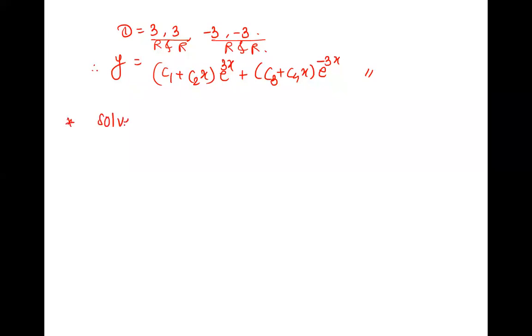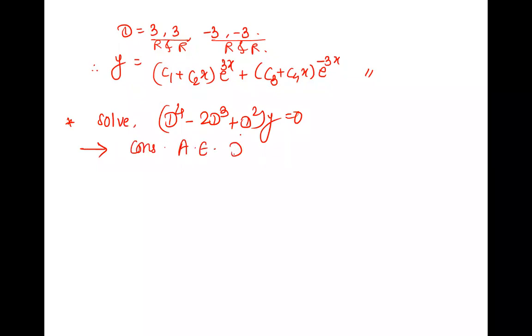D raised to 4 something. Solve: D raised to 4 minus 2D cube plus D square y is equal to 0. Just before you start, please tell me what you will do, okay? And then start. Consider the auxiliary equation d raised to 4 minus 2d cube plus d square equal to 0.